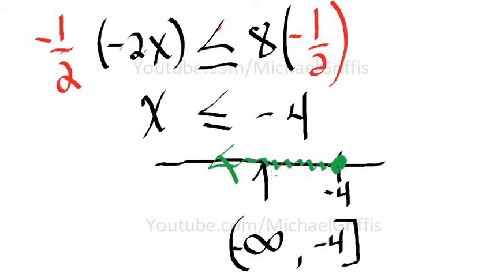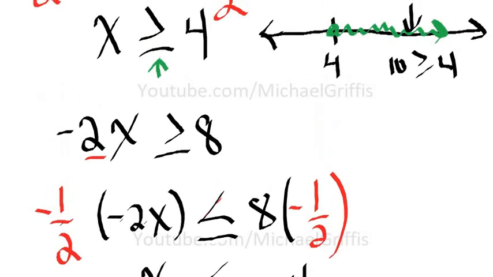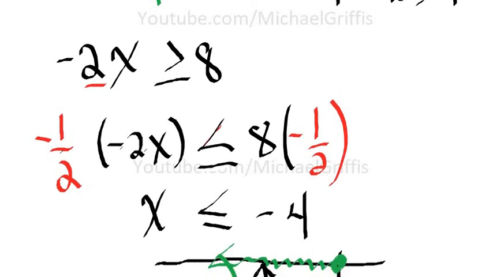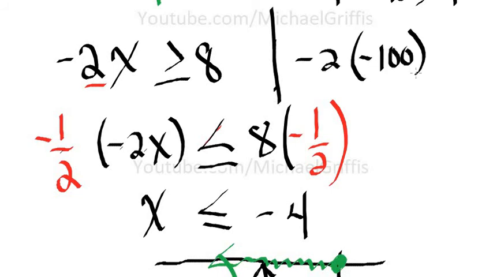So this means that any number you pick to the left of -4, when we plug it back into the original that we started with, for example, if we pick some number like -100, then -2 times -100 is greater than or equal to 8, that should be a true statement. Any number to the left of -4, including -4, will make this a true statement. And as you can see, -2 times -100 is 200, and 200 is greater than 8.